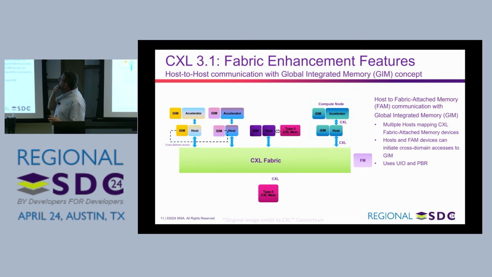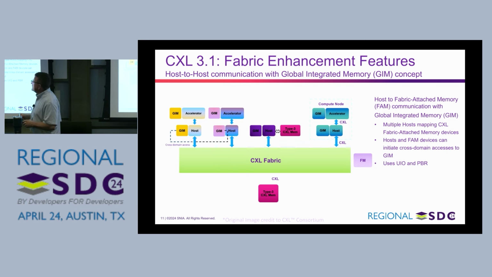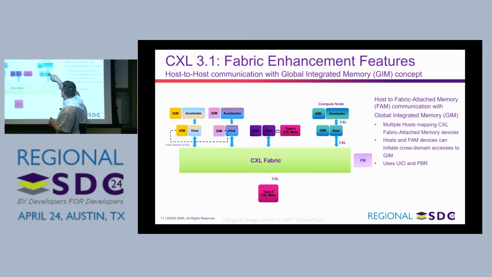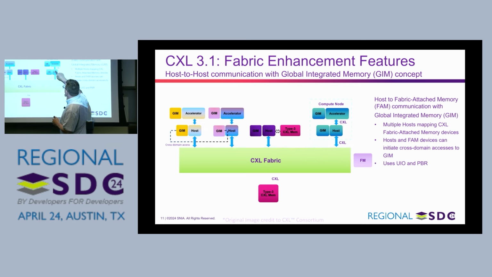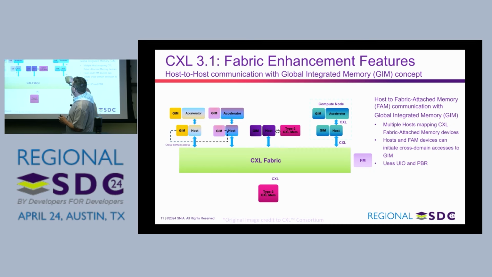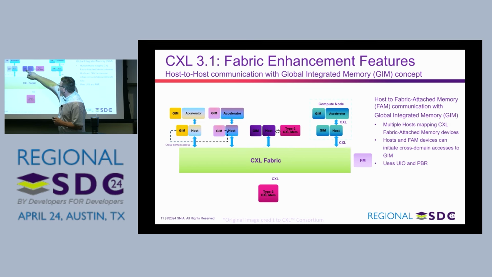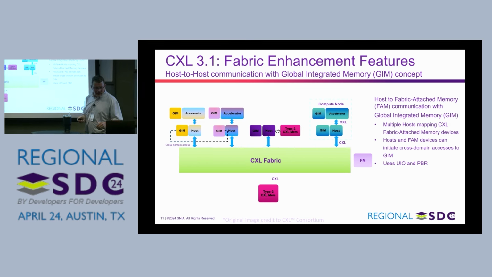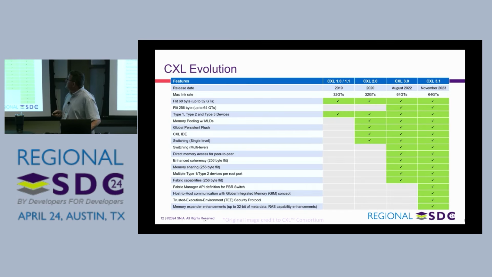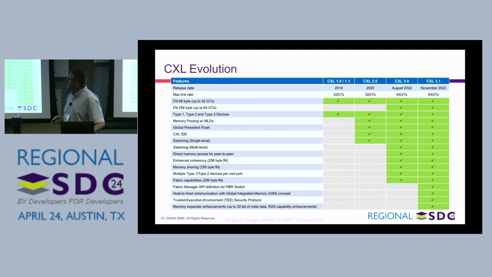So this is the GIM concept, and it's essentially allowing the use of UIO. You can access this guy's memory. That is the concept. With UIO and PBR, you can do this kind of access. That is really what it's about. So yeah, that just shows you.